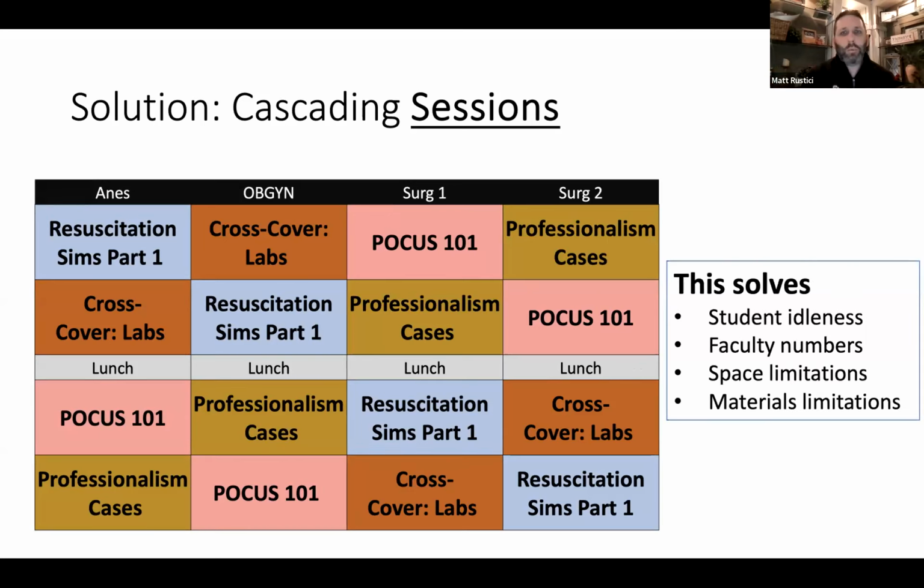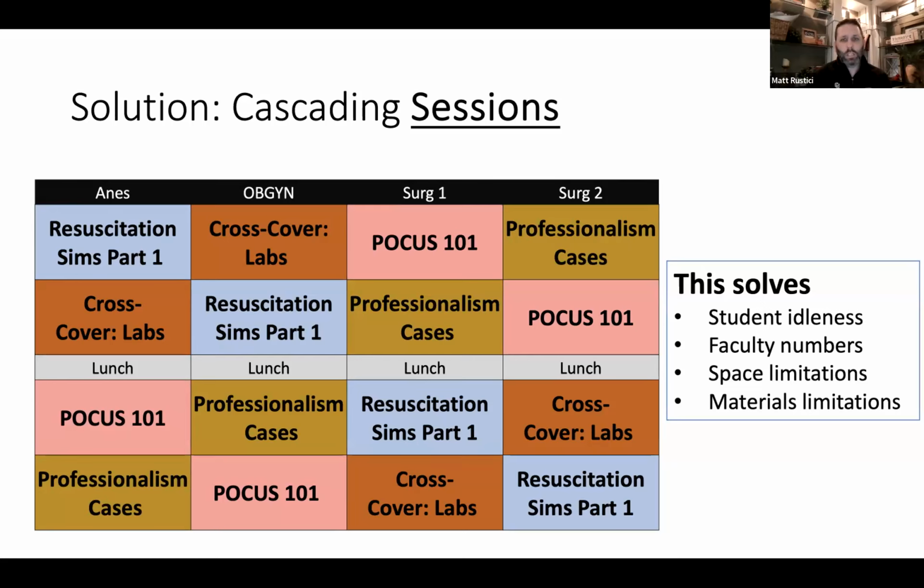It solves 4 problems for us. So it keeps the students from being idle. It gives our faculty who are experts in specific things the opportunity to teach back-to-back. So like POCUS, we have only so many people who are ultrasound experts, and they can teach back-to-back all day long, since they're only getting groups of 16 instead of an entire class at the same time.